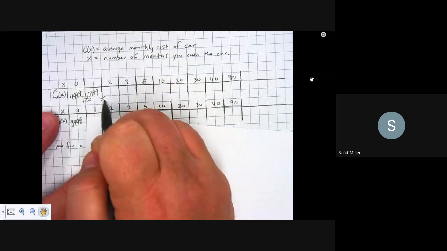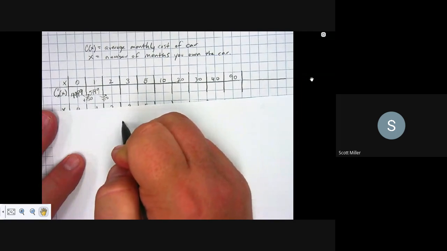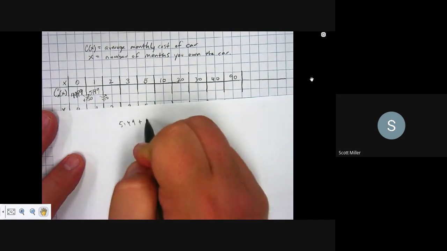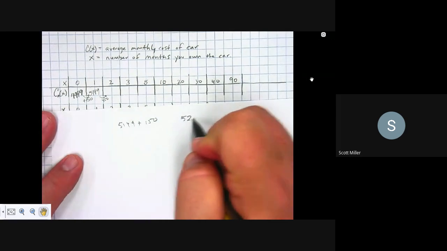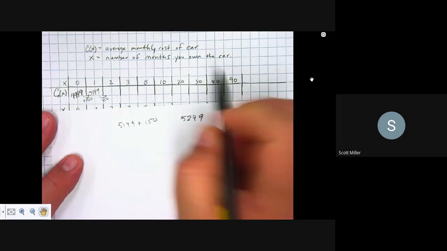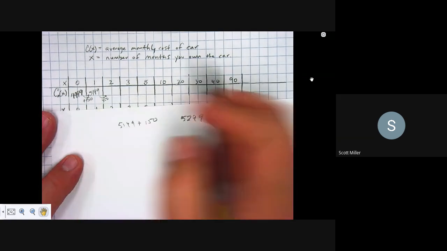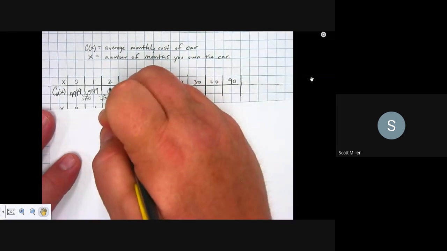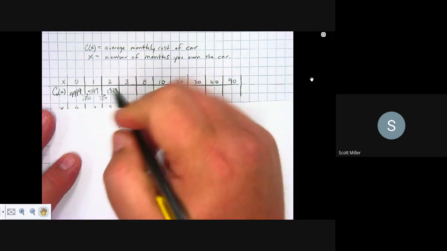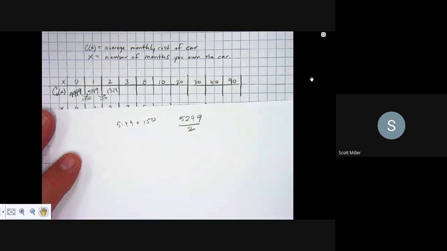So the next month, I'm going to add another 150. I'm going to add 150 to the previous answer. Okay? So 5149 plus 150. And if I do that, then I get 5,299. But this is the second month, so this is the second time I've added 150, so I need to divide that by 2. And if I divide that by 2, I'm going to get 2,649.5. I'm just going to do the whole number portion. Okay? About that right there.